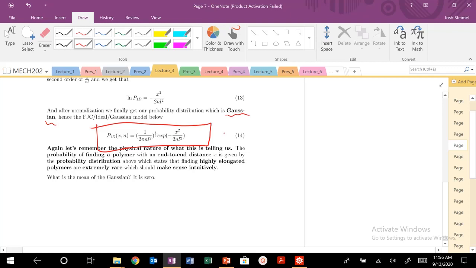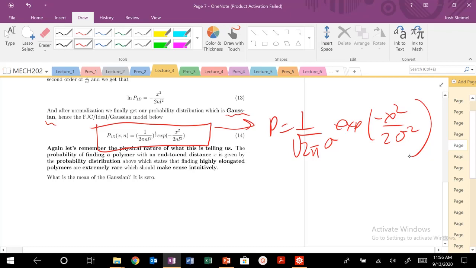Well, I'll tell you what it looks like. It looks to me like this expression: probability of 1 over square root of 2 pi times sigma, times exponential of minus x squared over 2 sigma squared. Looks to me like a Gaussian expression, our Gaussian equation that we've hopefully seen in Engineering 110 and elsewhere as well. So we have shown that for a completely uncorrelated random walk, the probability of finding some end-to-end distance, a distance x away, is basically just a Gaussian distribution.